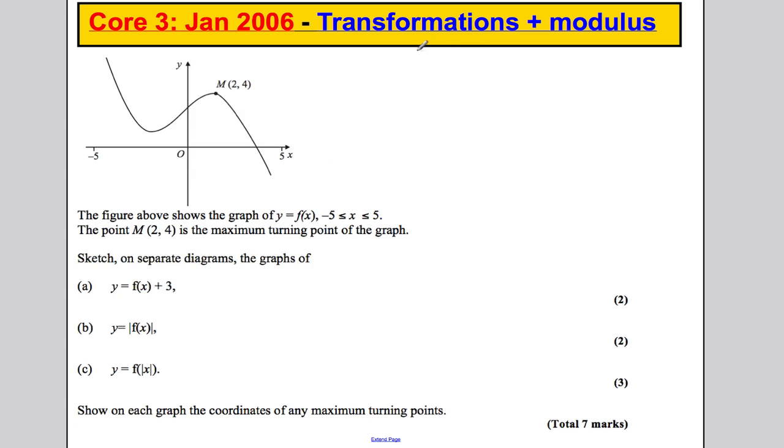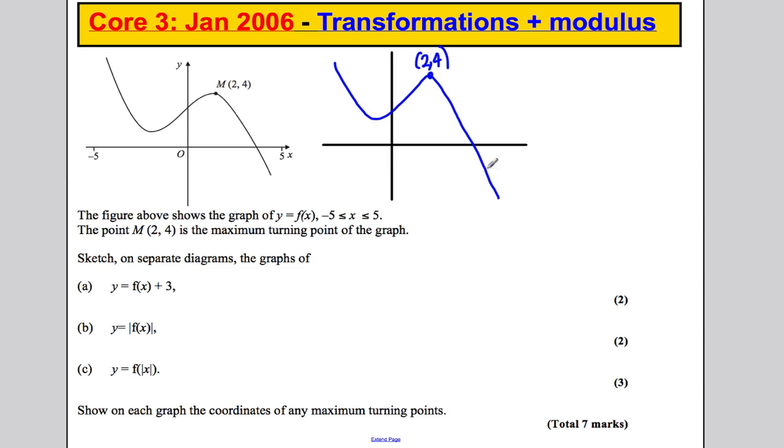The modulus graph, draw f of x but mod f of x. What you do is you draw the graph out. That would still be 2, 4. But where the y number is negative, you now reflect it in the x-axis, so it would come up here as such. So that would be the modulus of f of x. And that's done.